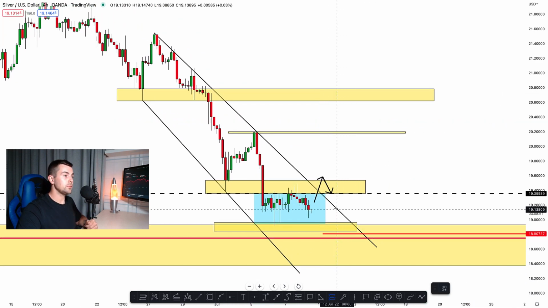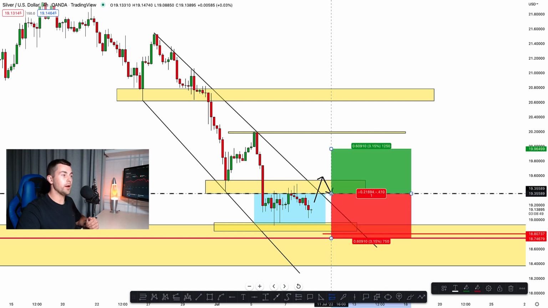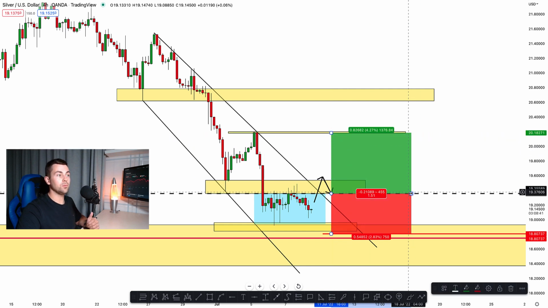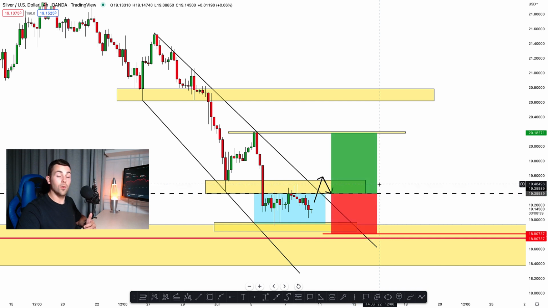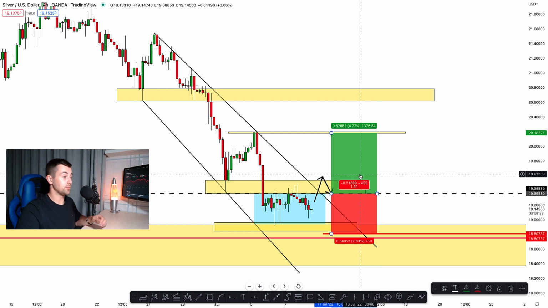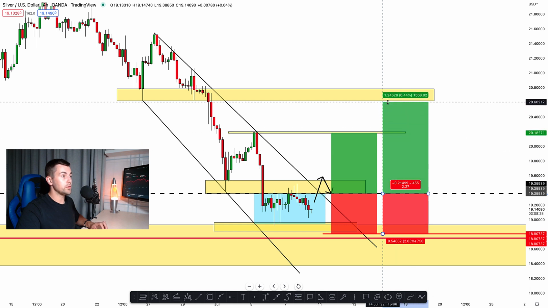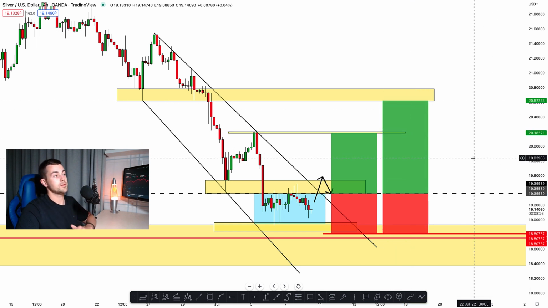So here's our trade. Buying from here, setting our stop loss below the lows of the range. Here will be our initial target. Yes, 1.5 risk to reward. Not that bad. Remember that with swing trading setups, we have quite extended stop losses. It is completely normal. And then over here will be our second target. So we can catch here a very nice move.